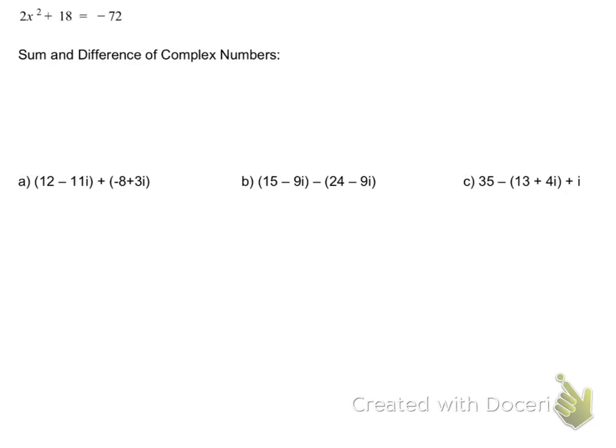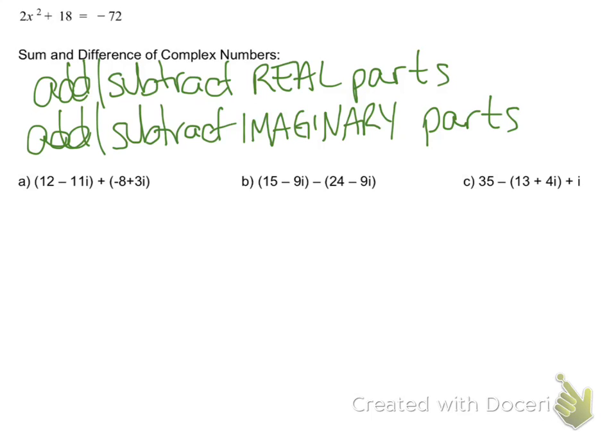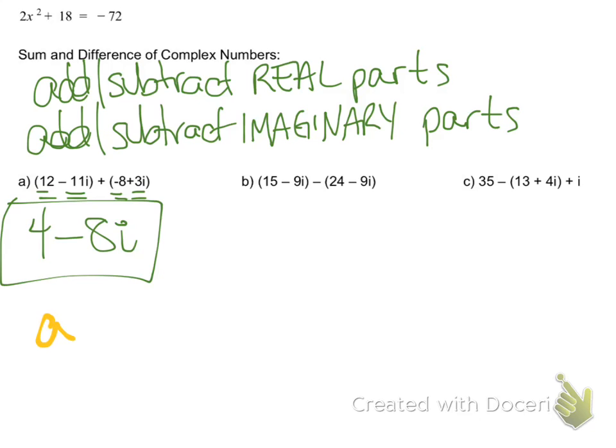The sum and difference of complex numbers. Again, this is just to expose you to some of the properties of complex numbers, but you're simply going to add or subtract the real parts, and add or subtract the imaginary parts. So in the first example, 12 plus a negative 8 is 4, and then negative 11i plus 3i, again you're somewhat treating the i as a variable. So we get negative 8i, so 4 minus 8i, and this is written, of course, in the form of a plus bi.